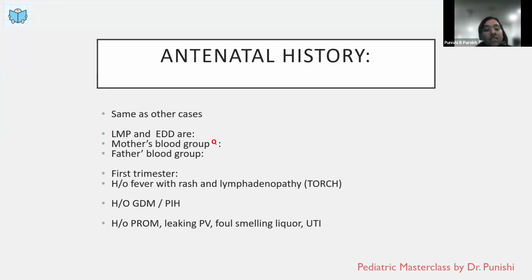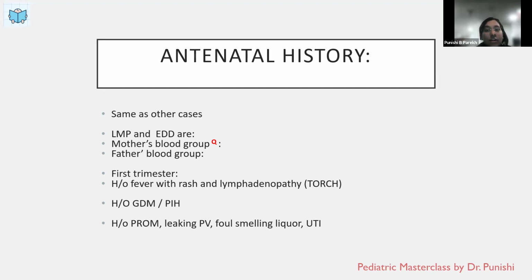But other than that, your history of TORCH, so whether there's fever, rash, lymphadenopathy. TORCH leads to jaundice, and along with jaundice, it can cause low birth weight, hepatosplenomegaly, petechiae, skin rash, and microcephaly. History of diabetes and hypertension in pregnancy. So why is it important? Now GDM, so when you have infants of diabetic mother, we know that they are big. So you have macrosomia. Macrosomia causes difficult labor.